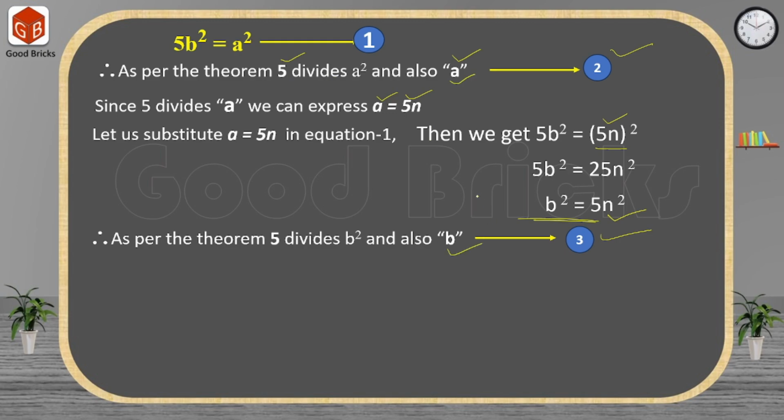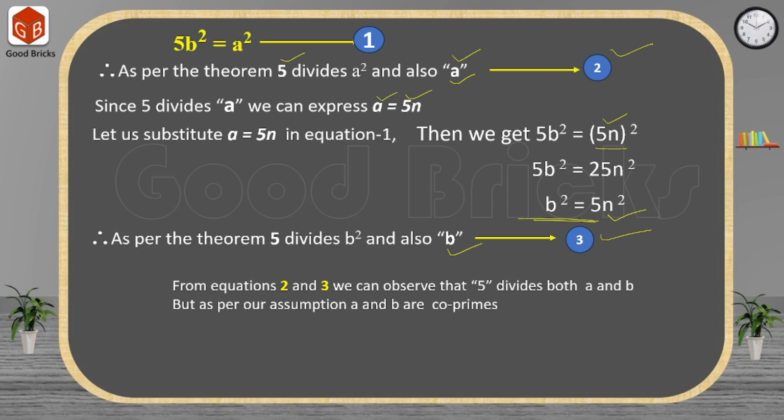This is a big twist in this problem. Why? Because in the beginning, we assumed that a and b are co-prime numbers. It means they should have only one factor. What is that? 1. But from these two equations, we can observe that they have one more extra factor, that is 5. So if they have one more extra factor, then they should not be co-prime numbers. So that is what we have written here. But as per our assumption, a and b are co-primes, but they are not from these two equations. From equation 2 and 3, we can say that they are not co-prime numbers. Why? Because they have one more extra factor, 5.